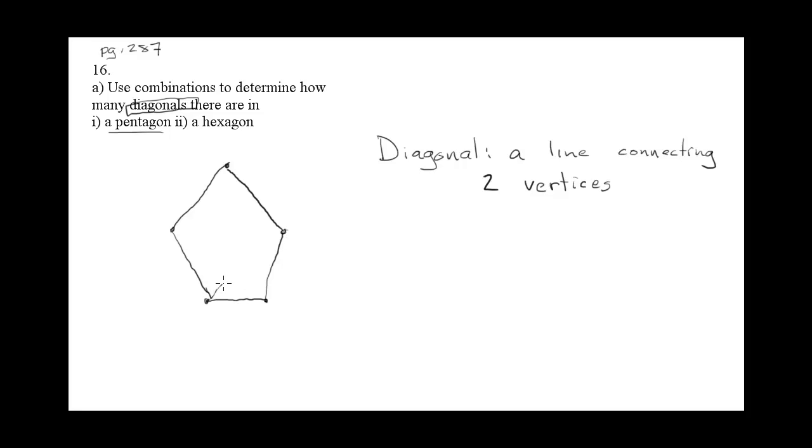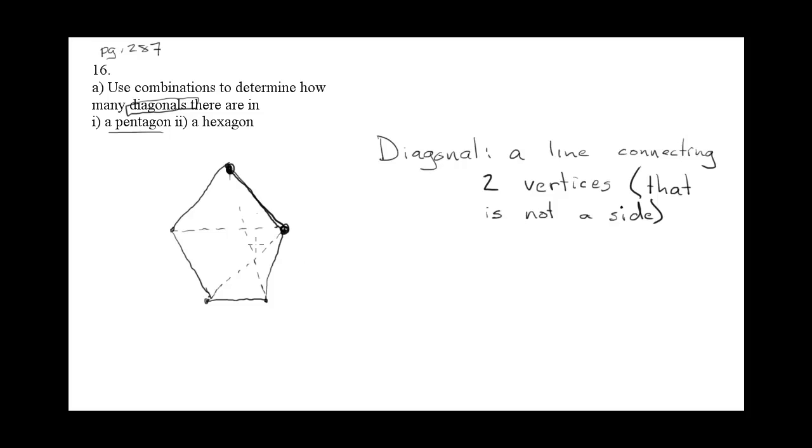So something like this. This line connects two vertices. Something like this. Something like this. But notice this is also a line connecting two vertices, right? This connects these two, but that's a side. So you have to also say that it is not a side. So a line going from one vertex to another, but not including, in this case, the 5 sides.